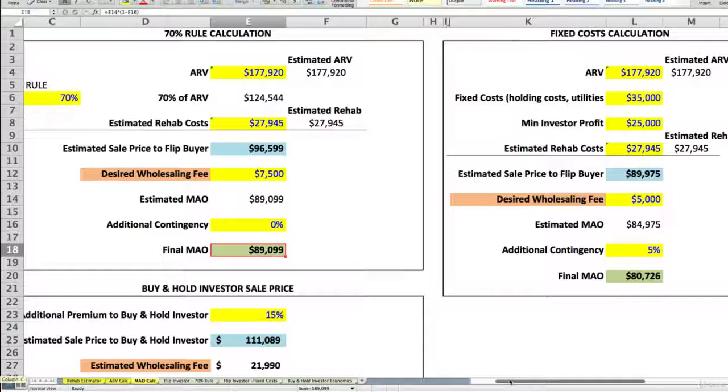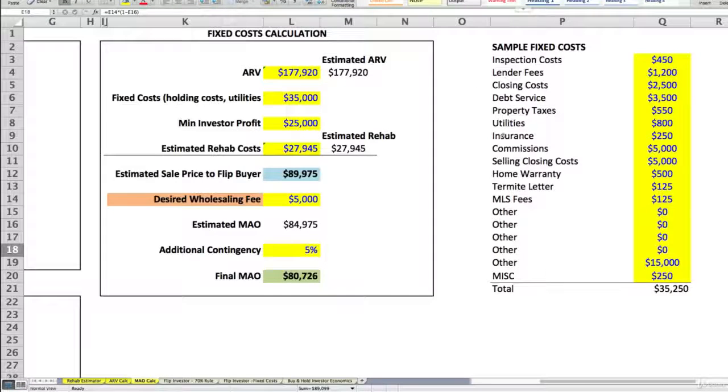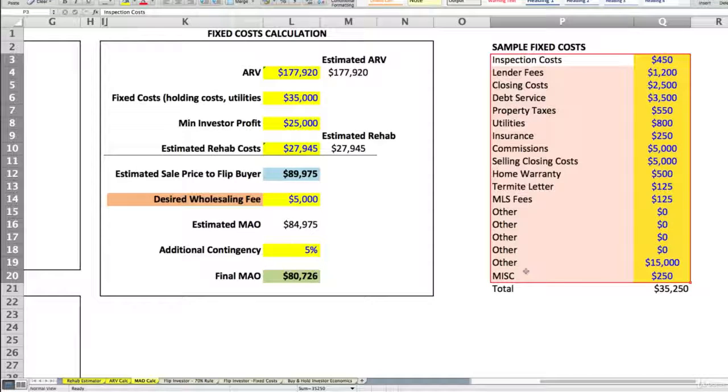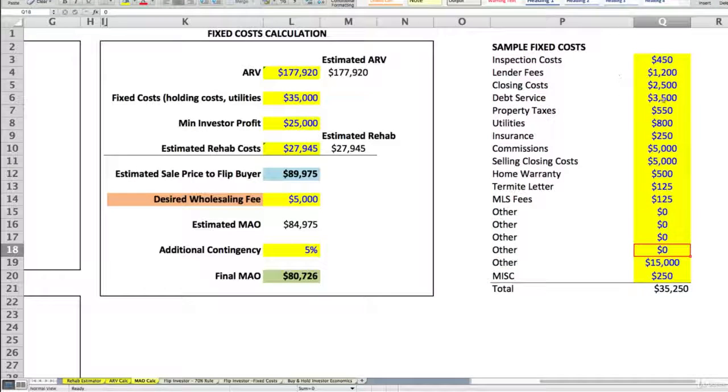Practically speaking, when you're talking to investors, most of them are going to be using a 70% rule, but it's a good idea to do this fixed costs exercise anyway, especially working through all these costs. If you do identify some costs in your market or for that property that are much higher than what the 70% rule would tell you, then you won't risk over offering on that property. That's the most useful aspect of this, even if other people are just following the 70% rule.